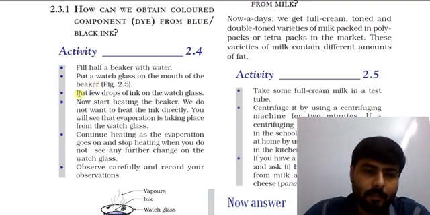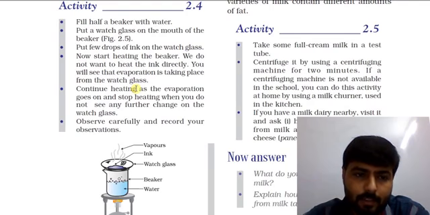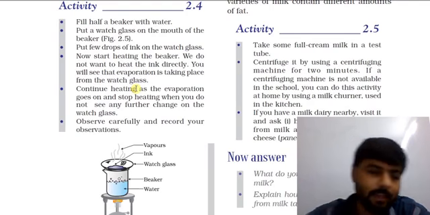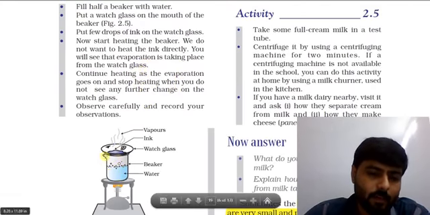We have activity number 2.4. Fill half a beaker with water. Put a watch glass on the mouth of the beaker. Here you can see the figure. The beaker is filled with the water. Here we have the watch glass.